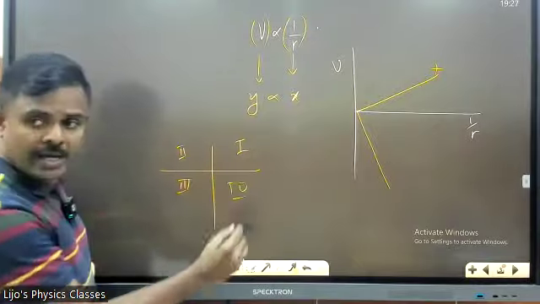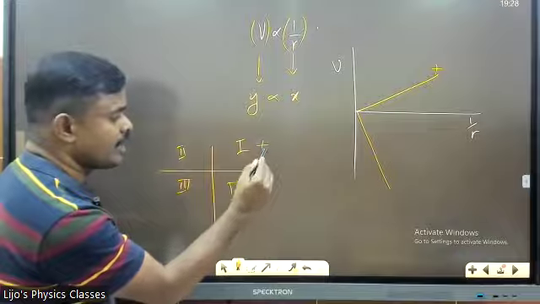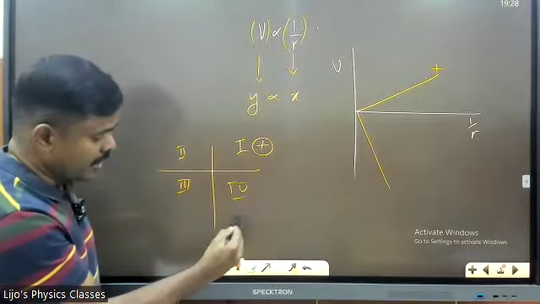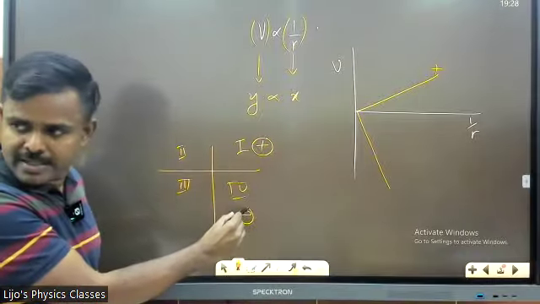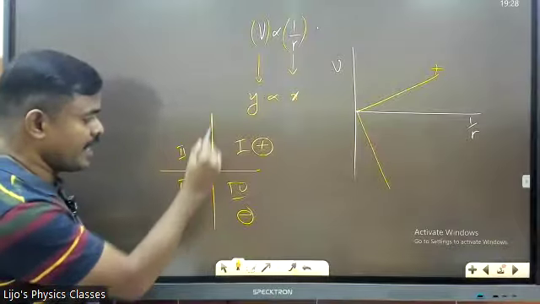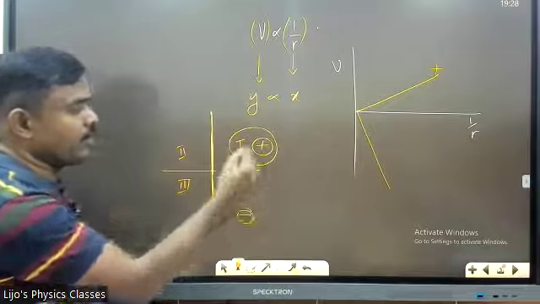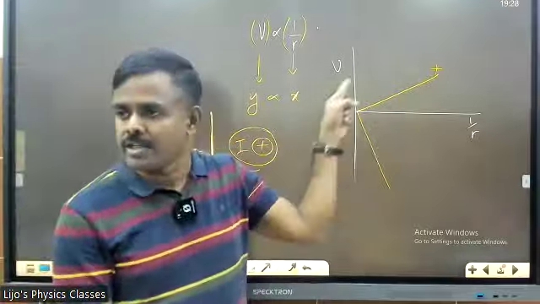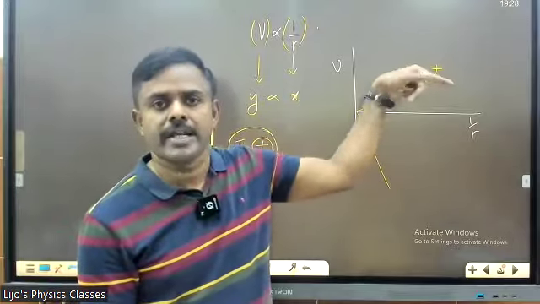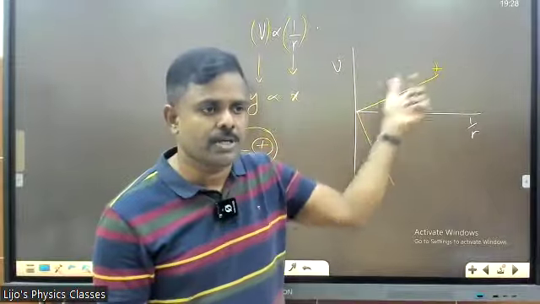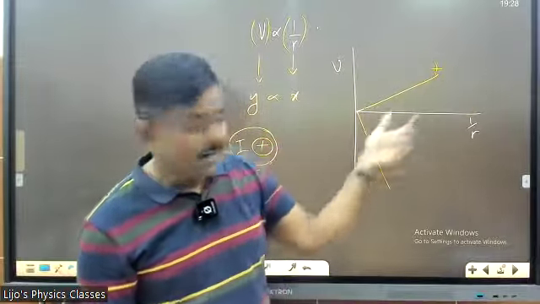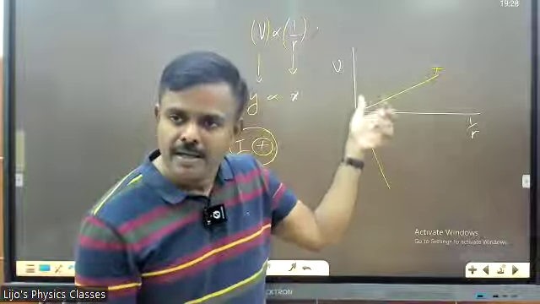This is 4. I had told you that this quadrant is positive. This quadrant is negative. Correct? Because this is the positive y-axis, and this is the negative y-axis. So here, if you draw the graph, that is positive voltage. Positive voltage is created by positive charge. Positive potential is created by positive charge. Negative potential is created by negative charge.